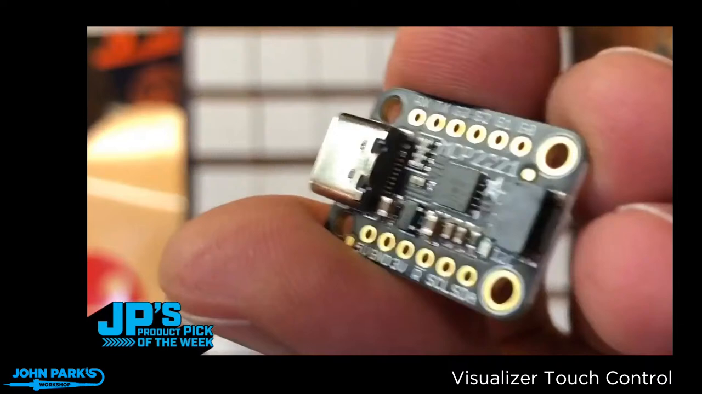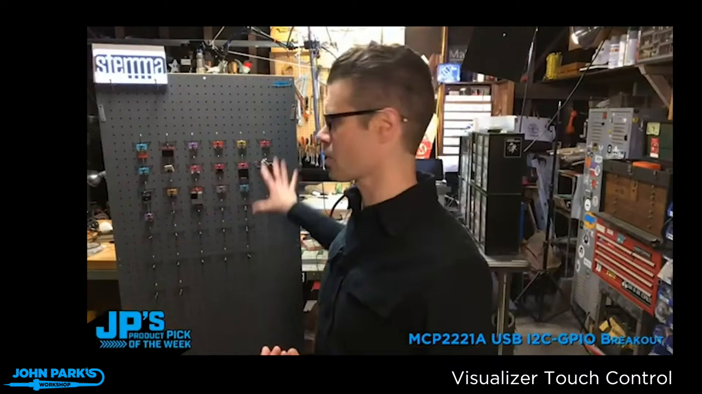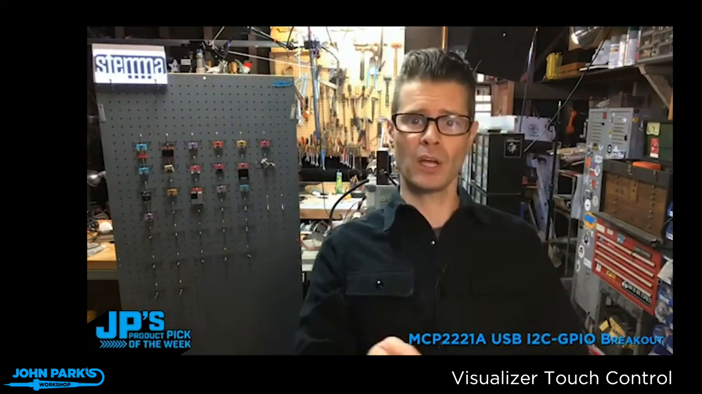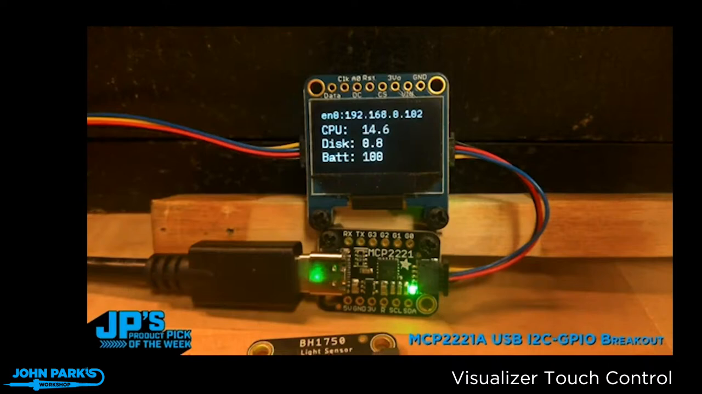The product pick of the week this week, it's this MCP2221A, and it allows us to plug in USB to the computer on one end, and then an I2C device or other GPIO types of devices, inputs, outputs. Take any of your Stemma QT I2C devices that you may have on little breakouts, plug them in, and just start using them right on your computer right inside of Python. I've got a nice little OLED display here. I'm going to take info from my computer, my IP address, CPU load, disk usage and percentage, and battery. I'm telling Python 3 to run that code. Now, there is no microcontroller involved. This is just direct. It's the MCP2221A. It's a USB to I2C breakout board.